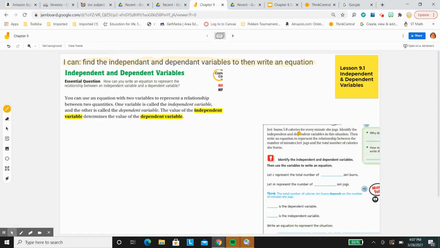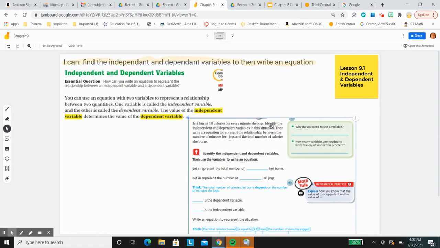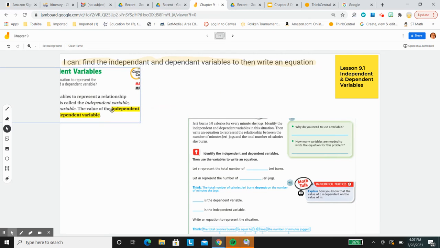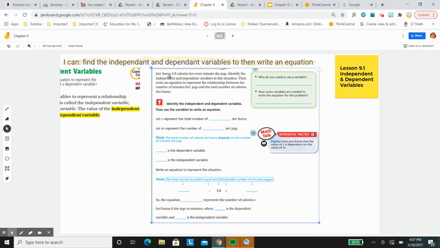All right, so let's take a look at this first problem, and maybe I can help you understand what an independent and a dependent variable is. So let me pull this up here for you. All right, the book says Jerry burns 5.8 calories for every minute she jogs. So you know what jogging is, going outside and jogging, correct? Okay, identify the independent and dependent variables in this situation.